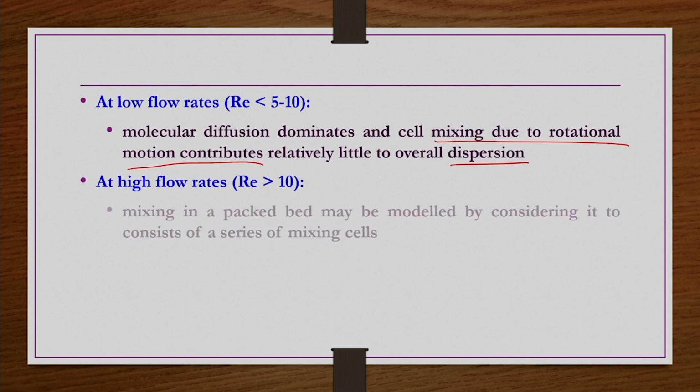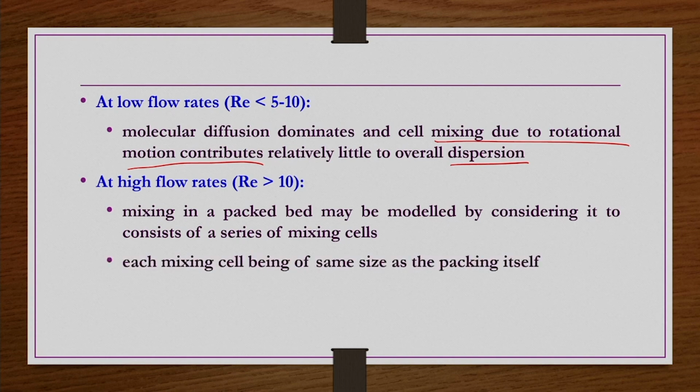However, if Reynolds number is high, mixing in a packed bed may be modeled by considering it as a series of mixing cells, each mixing cell being of the same size as the packing itself. That means at high Reynolds number or high flow rates, the dispersion is going to be significantly large, so one has to consider it appropriately. In the next slide we are going to derive the equation for the dispersion in a packed bed, and for that reason these assumptions are important.